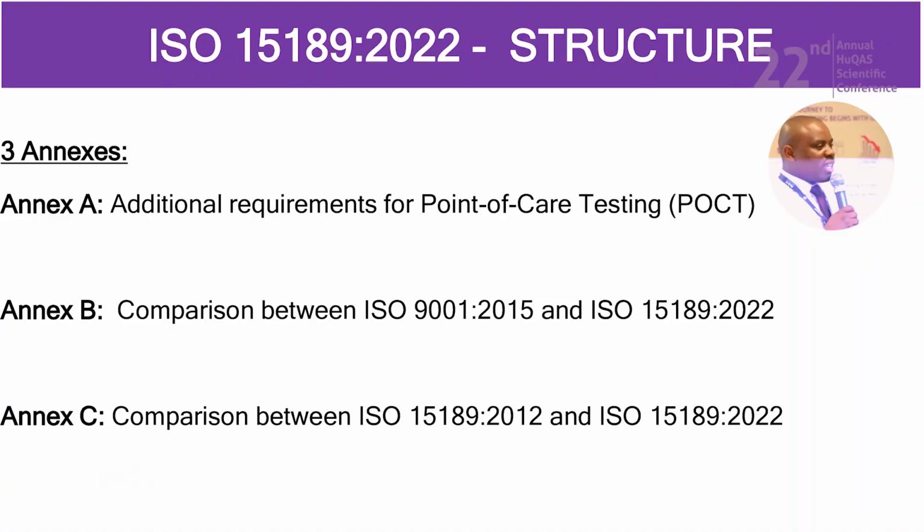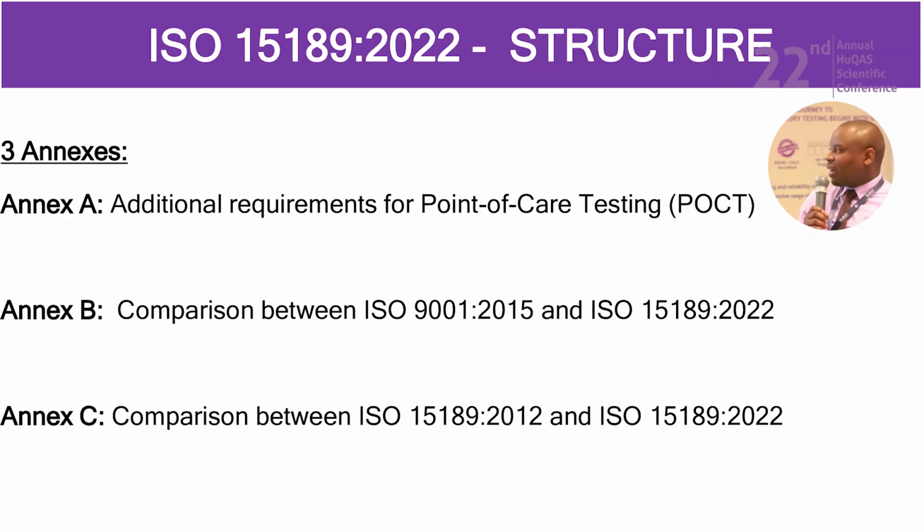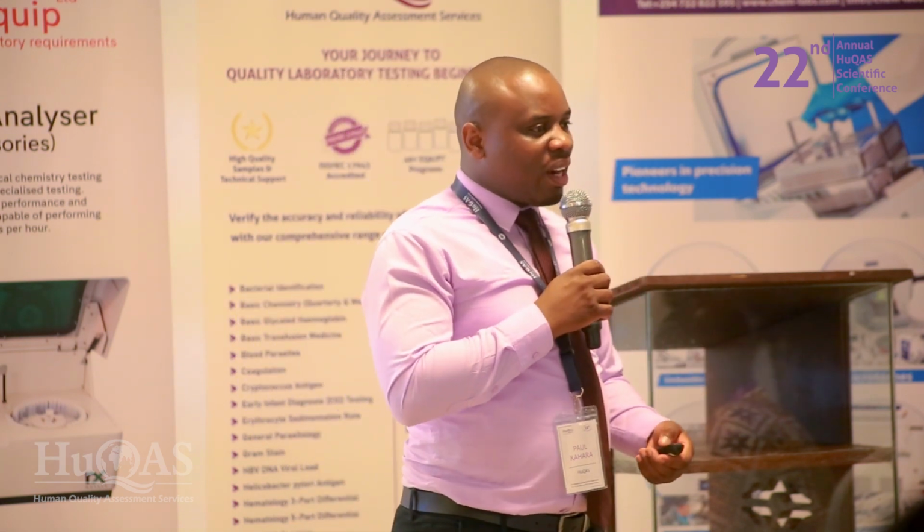Then at the end of this document, you have 3 annexes. One is on the additional requirements for POCT. Then there's a comparison between ISO 15189 and the further standard, that is ISO 9001. I hope you are all aware that this is a hybrid document formulated from 2 standards, that is ISO 9001 and ISO 17025. So there's an annex comparing, or what we would call really a paternity test between our standard and the father, which is ISO 9001.